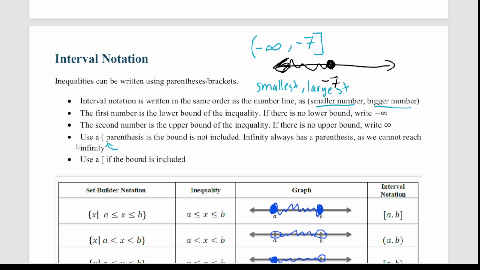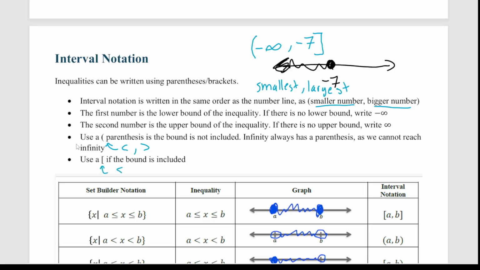So a parenthesis is always used for the less than or greater than symbol whenever we are saying we are not actually including this number. We can get really darn close, but we're not including it itself. Philosophically, infinity is always a parenthesis. That's just no matter what.